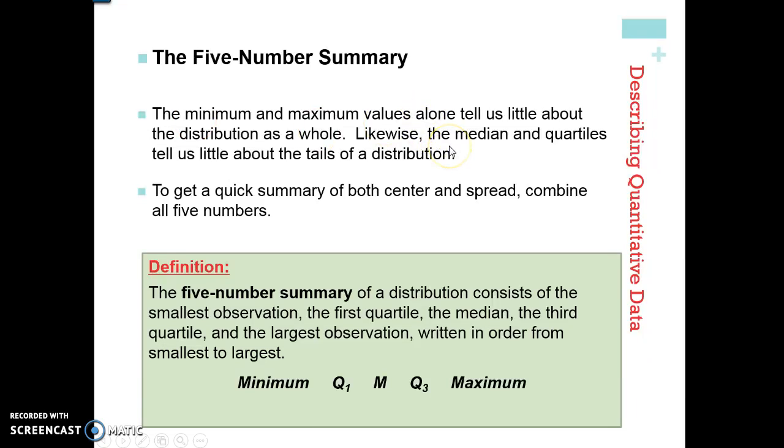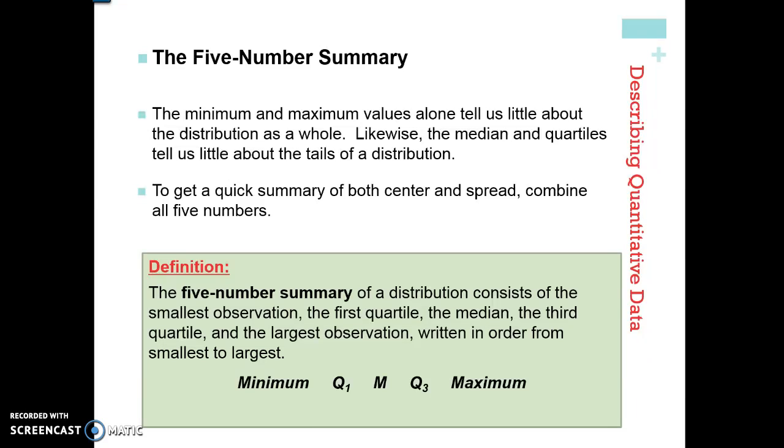If we just look at the median and the quartiles, that only tells us about the center of the data. It doesn't describe the ends of the data. So in order to get a quick summary of the whole set of data, the center, the spread, we have to combine all 5 numbers. We have to look at the middle of the data and the ends of the data. So thinking of that, whenever you're asked to construct a 5-number summary, we want to make sure that that represents the data as a whole.